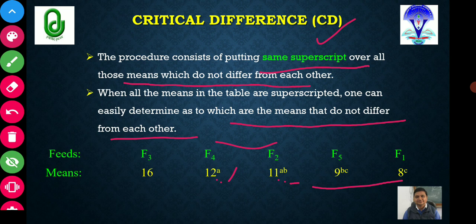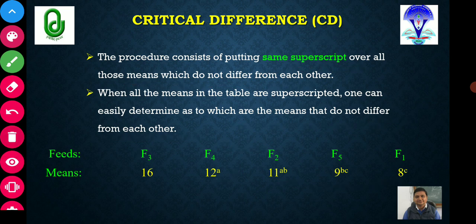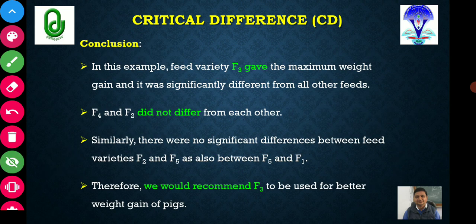So I have told you the two methods of presentation of significant difference between the means. One is to put an underline beneath the means. Another is to put superscript. Putting superscript is common nowadays, but you can underline it also. So this is how we are utilizing the value of critical difference to know which means are differing from each other significantly.